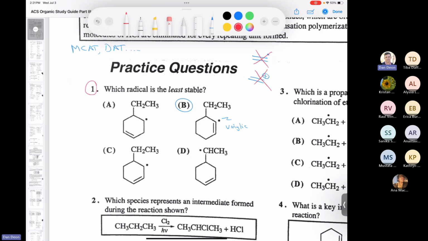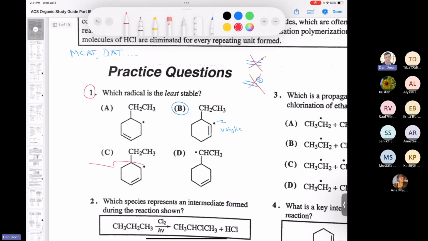As far as which one is the most stable, this one here is going to be the most stable. And the reason why is because it is allylic, okay? So you could actually draw a resonance form for this one, okay? But you can't, well, it's not that you can't for the others, but the vinylic is very, very unstable.